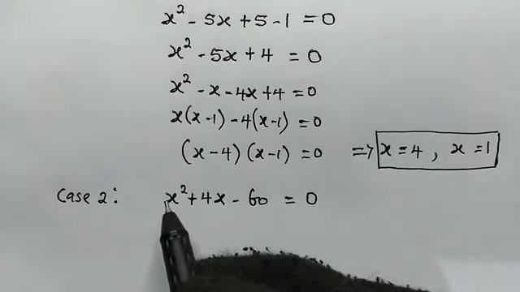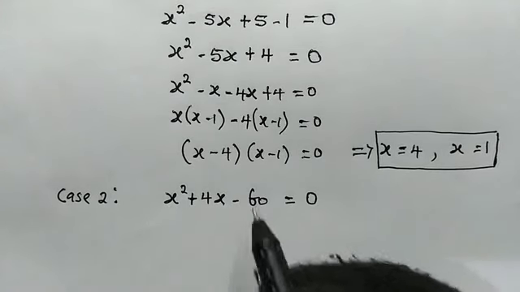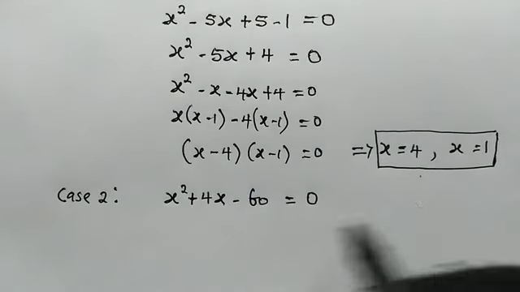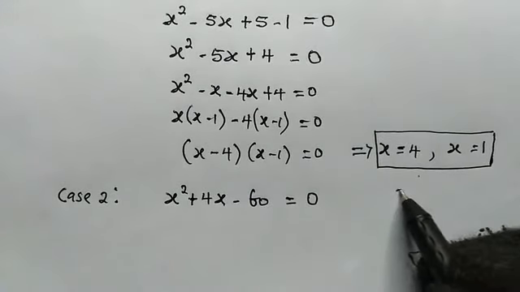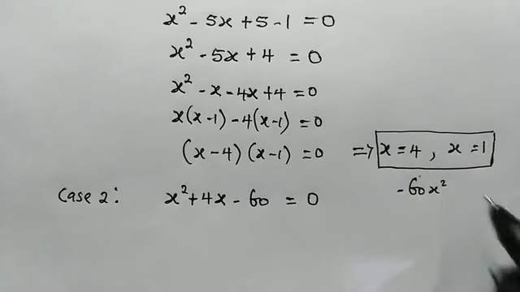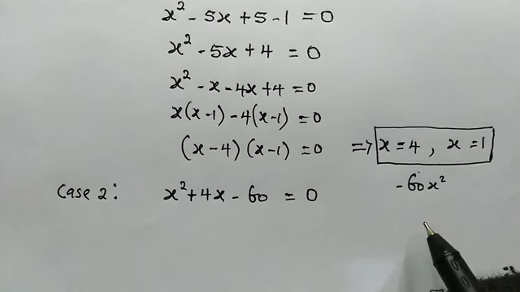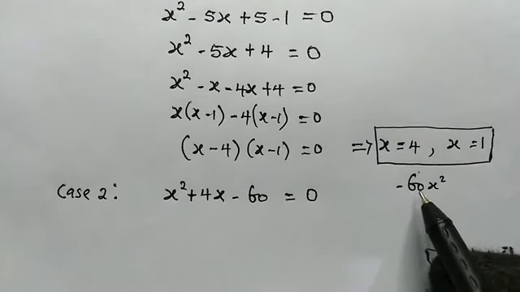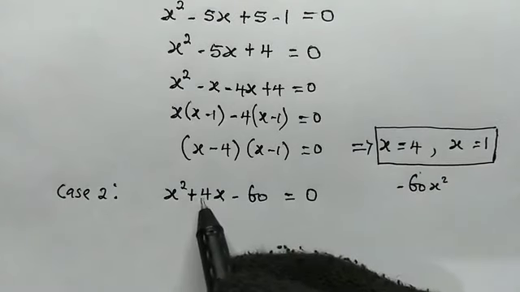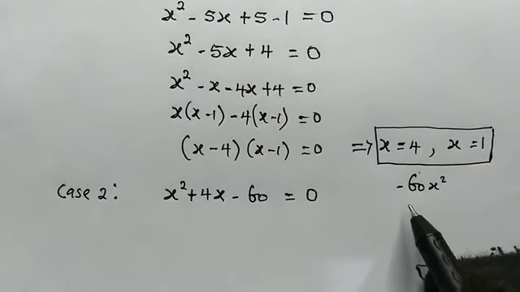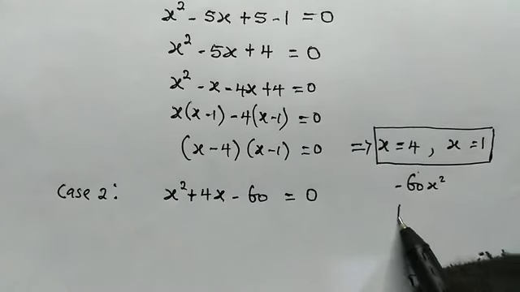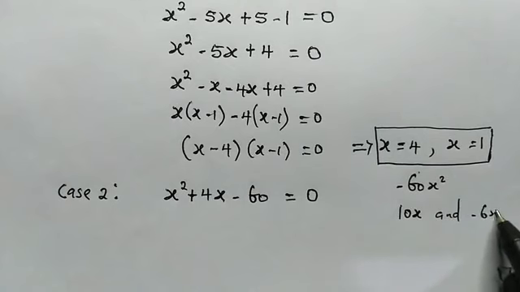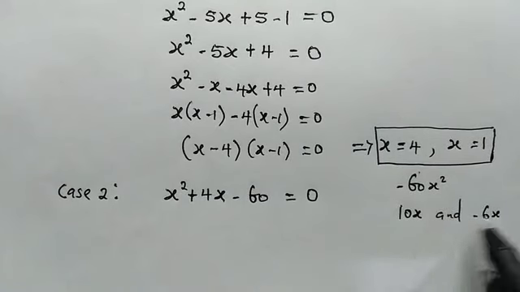Okay, first of all, x squared times negative 60. So that is going to give us negative 60x squared, right? So we're going to look for two terms whose product will give us negative 60x squared and whose sum will give us positive 4x. Without wasting our time, these two terms are 10x and negative 6x. Their product is this and their sum is this.